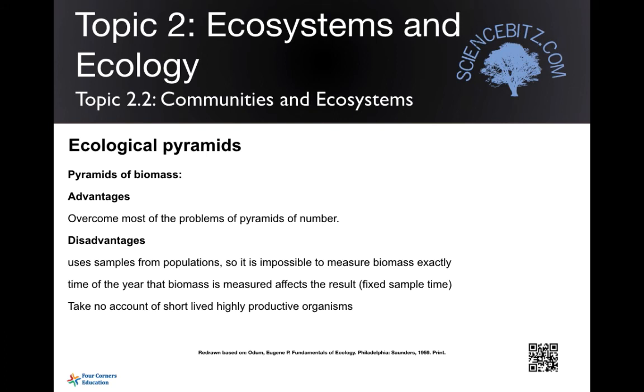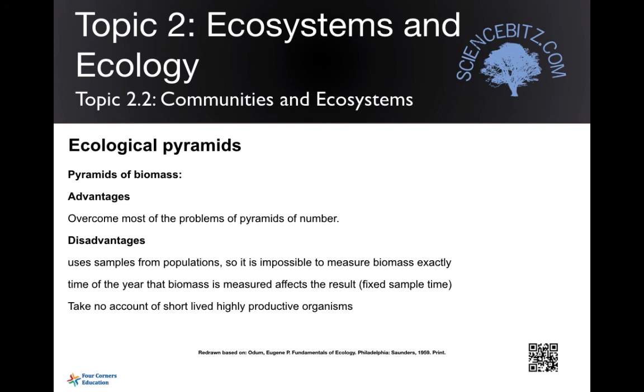Similar sort of problem to within pyramids of numbers that I just talked about, but in pyramids of numbers it can be an advantage. If we're really looking at the biomass, we've got to look at the biomass across the entire year, and it continually changes in some ecosystems, especially ecosystems that have migration in and out of them. So that's a problem, and it doesn't take account of short-lived, highly productive organisms very well.